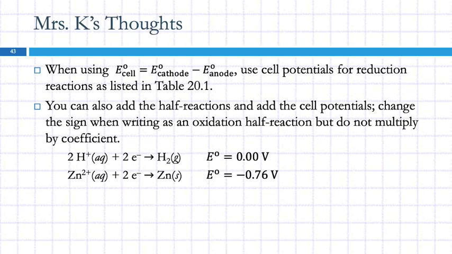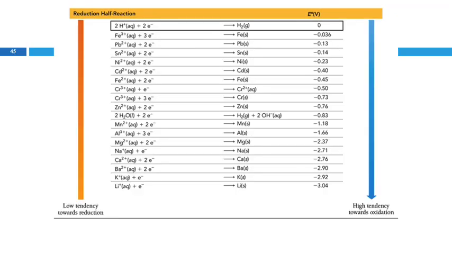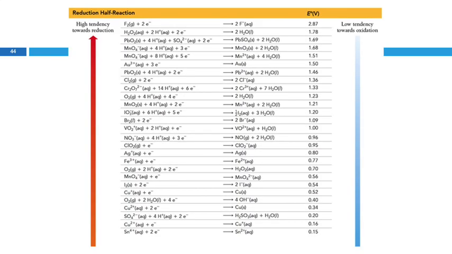Okay, so there's this great table. Let's look at it for a minute. That's part of it. That's the other part of it. Didn't fit on a slide. This table shows us a whole bunch of reduction half reactions, and it gives their standard potential. Okay?